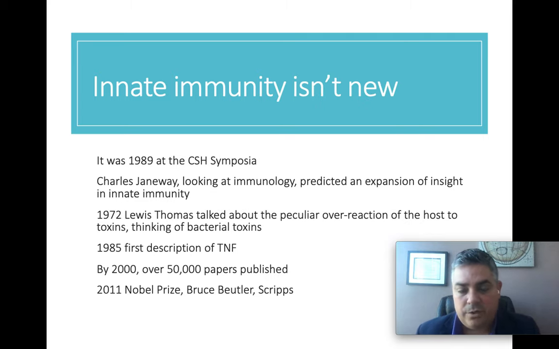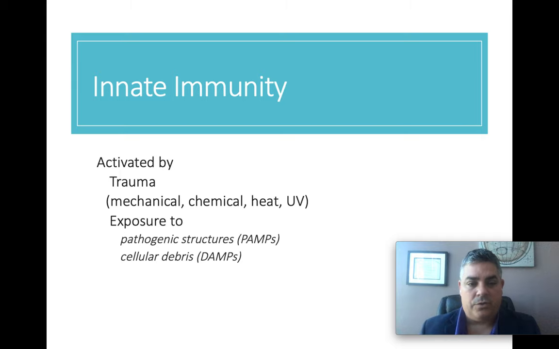This notion of the innate immune response isn't necessarily new. It was first recognized at least in the 1970s when we were talking about this, quote, peculiar reaction of the host to toxins. And this notion that there was this early response that didn't seem to include the more sophisticated T cells and B cells. And over time, the literature has just grown, and there are tens of thousands of research studies on the innate immune response and the inappropriateness of that within a disease context. So by 2011, the Nobel Prize was awarded for some of the early work in the innate immune response.